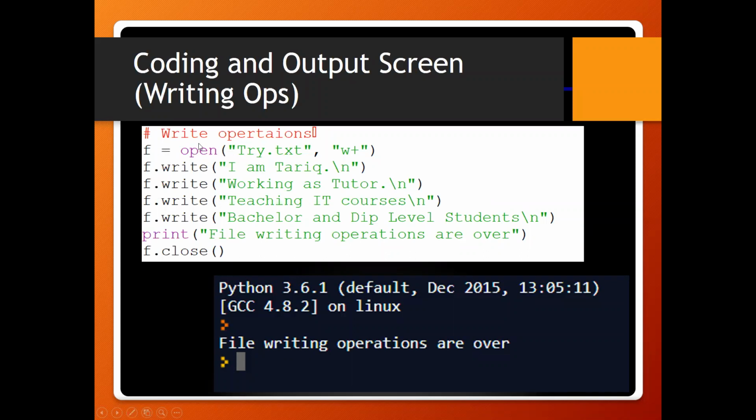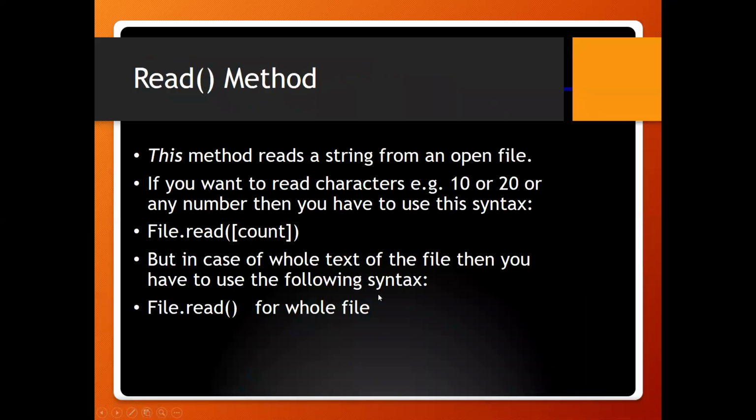See how simple it is. For example, here you have used W plus, and W plus means that if the file is already there, it will actually wipe out that file. If the file is not there, it will create a new file, and it will write all these lines in your new file. Good.